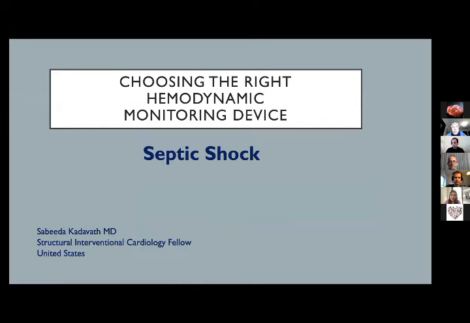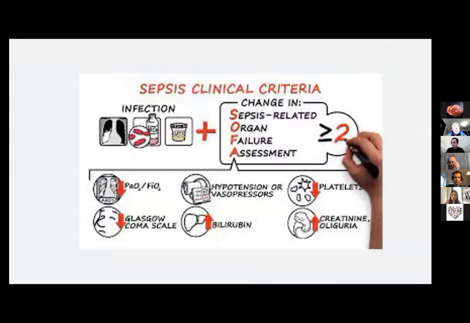The topic that was assigned to me is choosing the right hemodynamic device in a patient presenting with septic shock. As cardiologists, we are accustomed to taking care of patients with cardiogenic shock. So the way I looked at the topic was, it is more a diagnosis of exclusion. And how would I define sepsis and septic shock?